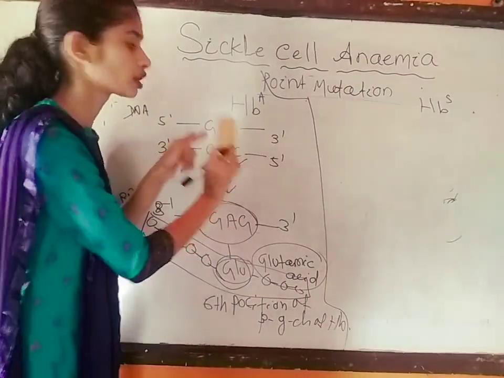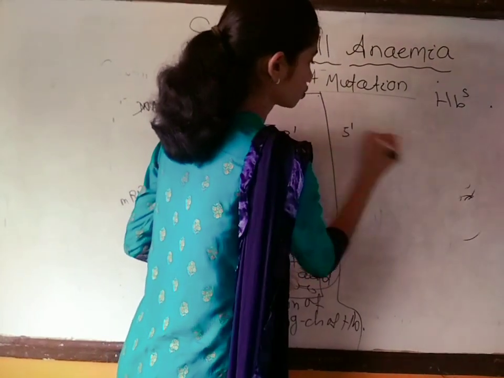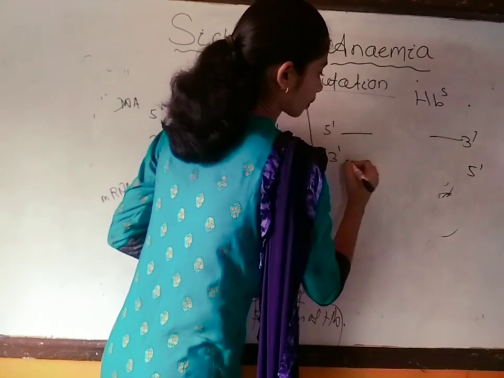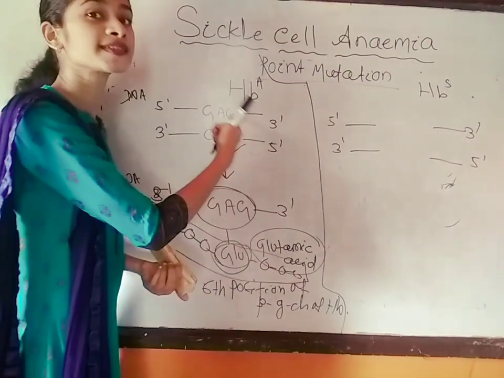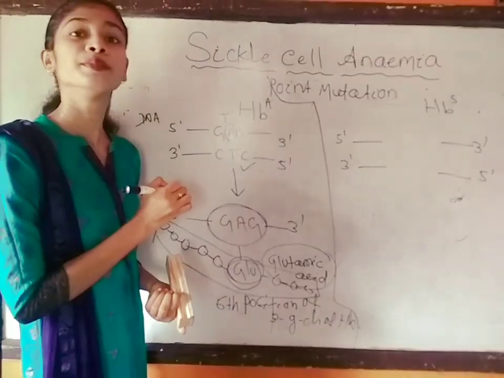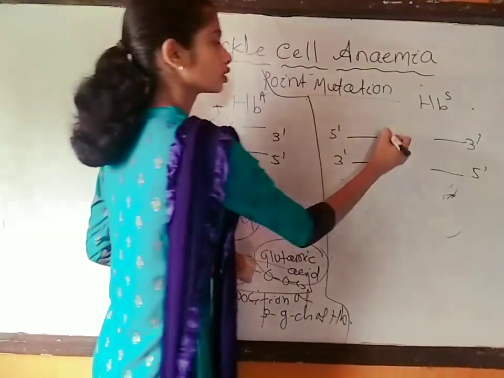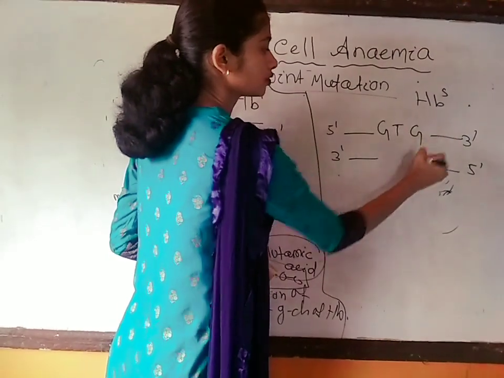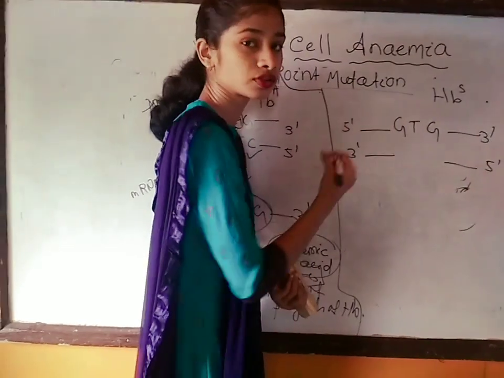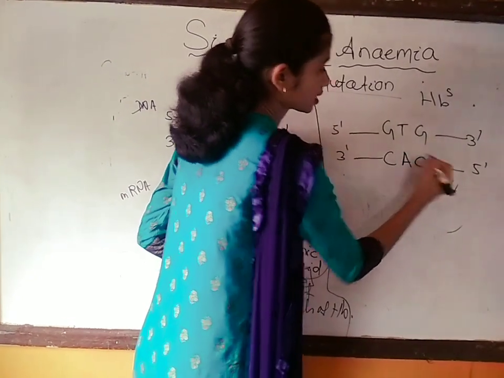So here the mutation occurs in the DNA strand. Let's take 5' to 3', and 3' to 5'. In this case it's also in the 6th position. Here the A is mutated to T. That means the adenine nucleotide is replaced by thymine. So it will be G, T and G. So it will give the complementary strand, which will be G, C, A and C.